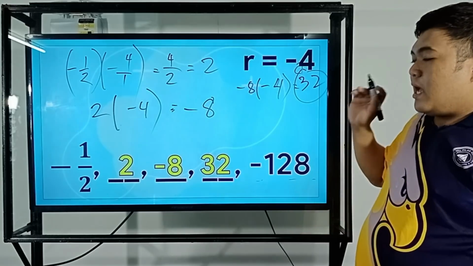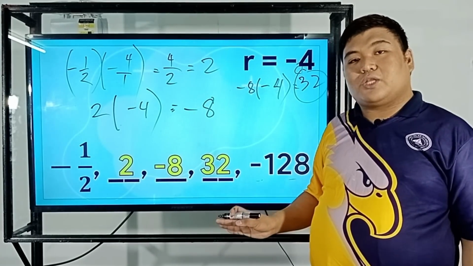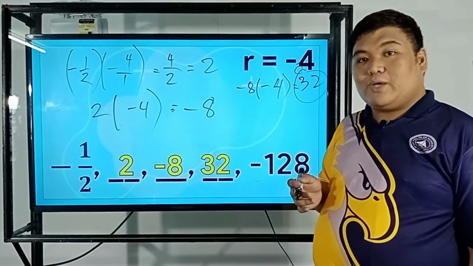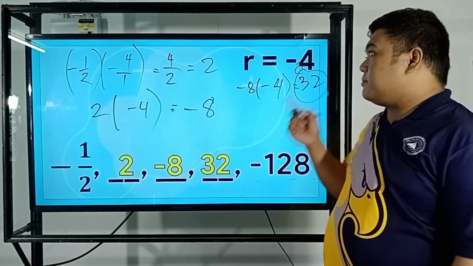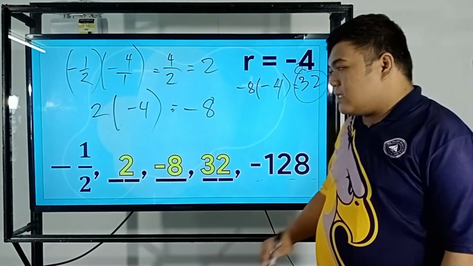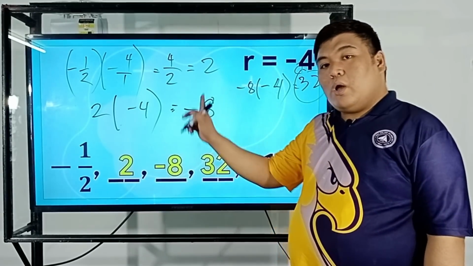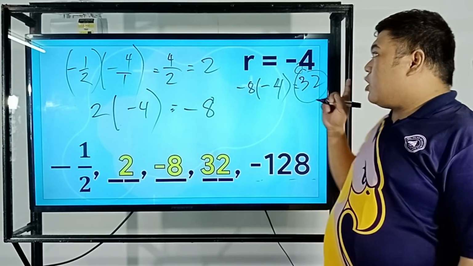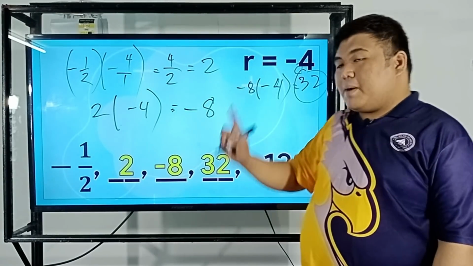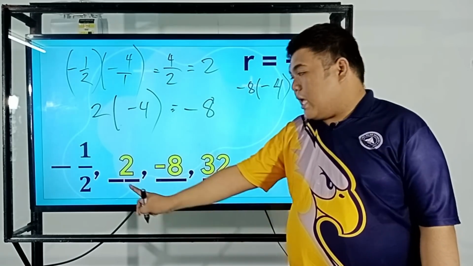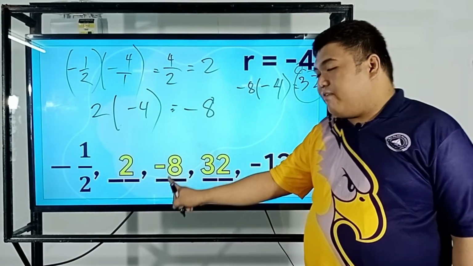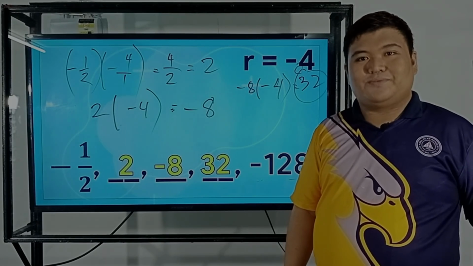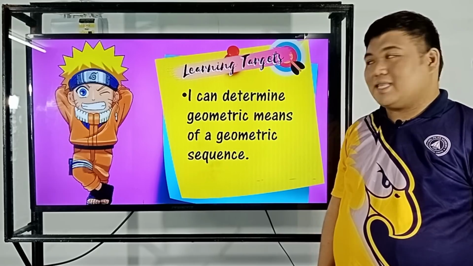So again, our common ratio in this example is positive and negative 4. So there are two sets of answers. If the common ratio is positive 4, we have the answers negative 2, negative 8, and negative 32. And if the common ratio is negative 4, the values of the missing terms will be positive 2, negative 8, and positive 32.